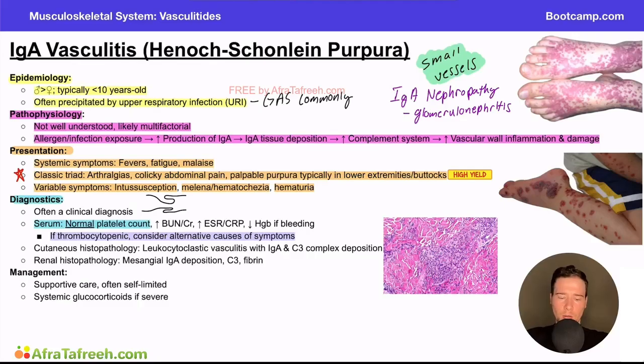Now, these immune complexes, right, that can deposit in different tissues can affect the kidneys as well. So patients can present with elevated BUN and creatinine. This is also a vasculitis that classically presents with elevated ESR and CRP. And they can have decreased hemoglobin if bleeding is present.